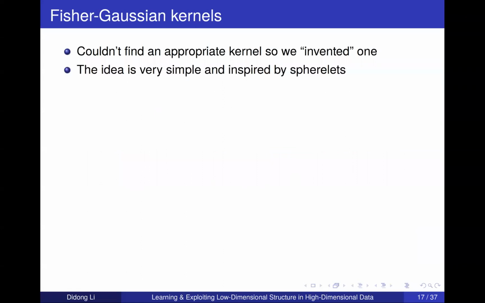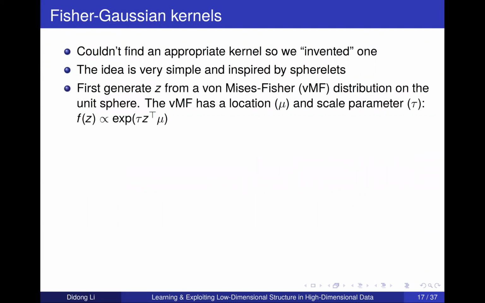The idea is very simple and inspired by spherelets. We want to define some distribution that is supported near some sphere. By controlling the curvature of the sphere, we can control the curvature of the kernel. Here's the definition. First, we generate a random variable z from a von Mises-Fisher distribution, which is supported on the unit sphere centered at the origin with radius 1. This von Mises-Fisher distribution has a location parameter mu and a scale parameter tau, which is basically a precision. The density function is proportional to the exponential of tau times z transpose mu. The normalizing constant is a little bit more complicated than for the Gaussian distribution.